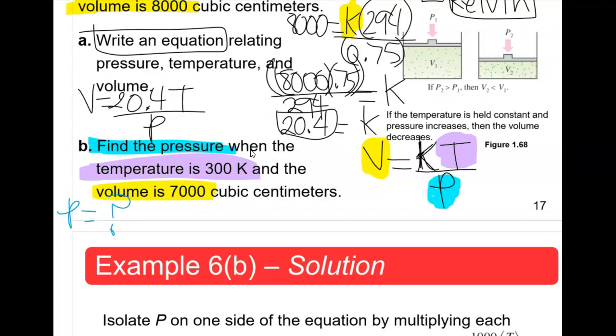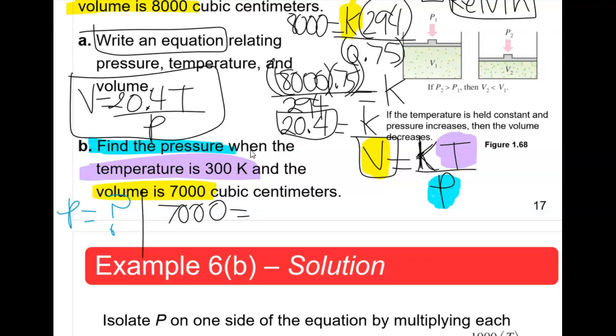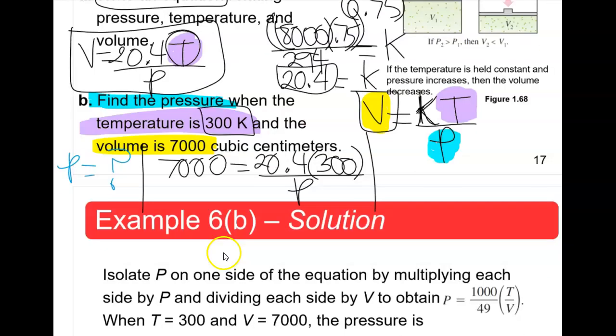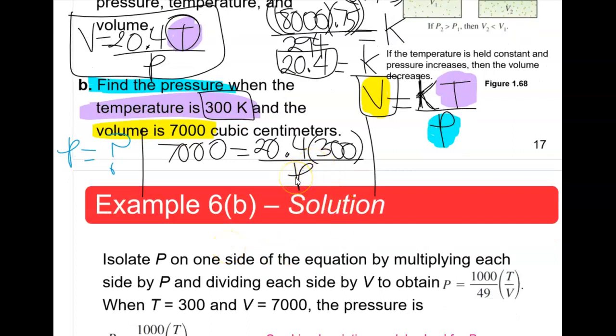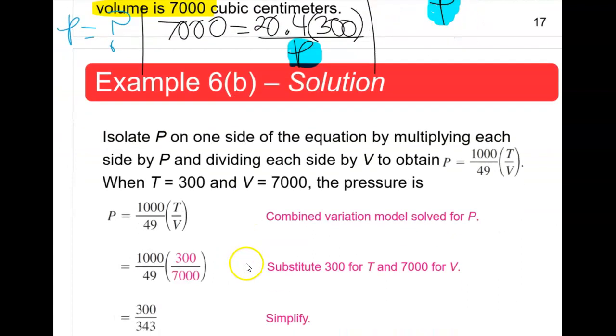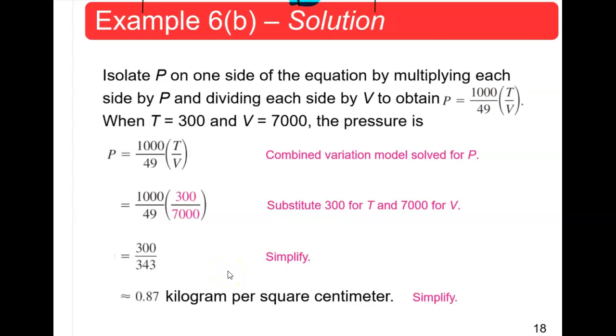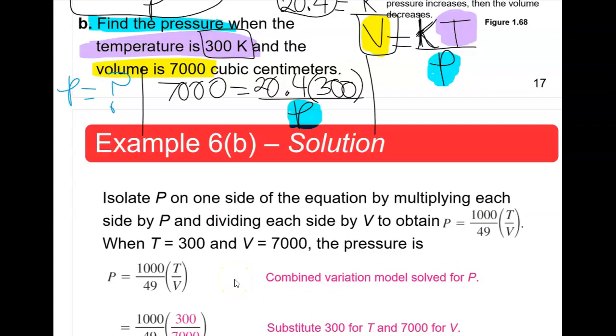So let's go ahead and start substituting what we know. We know the volume is 7,000. We know K, by using this equation here, is 20.4. And then we have the value for the temperature as well, which is equal to 300 here. And then we're looking for the pressure. So what we have to do here is isolate the variable for pressure, because that is our question. So let's just solve it from here.